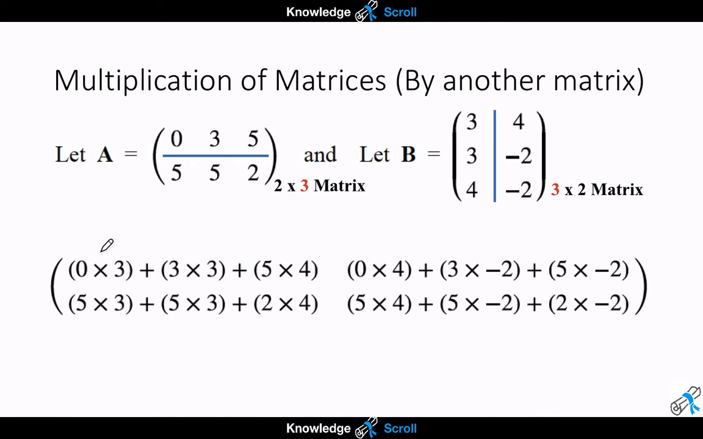So to finish, we work out our minor calculations. 0 by 3 is going to be 0, 3 multiplied by 3 is 9, and 5 multiplied by 4 is 20. So therefore this is going to be 29. Next we have 0 multiplied by 4, which is 0, 3 multiplied by -2 is -6, 5 multiplied by -2 is -10, -6 plus -10 should give me -16.